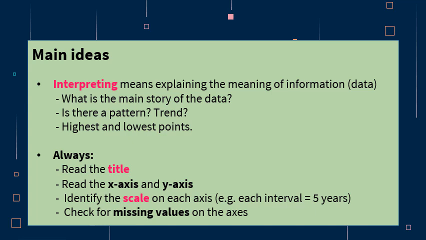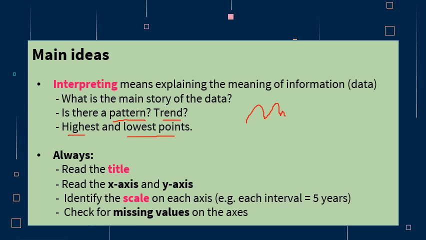Okay, so just the main ideas from today. Interpreting means explaining the meaning of information or data. So it's not just about reading it, but also looking for what's the main story of the data. What's the main thing this data or this information tells us? Is there a pattern? Is there a trend, for example? Does it increase or does it decrease? Or does it go up and down? You also want to look at the highest and lowest points as well when you're describing and interpreting the data.